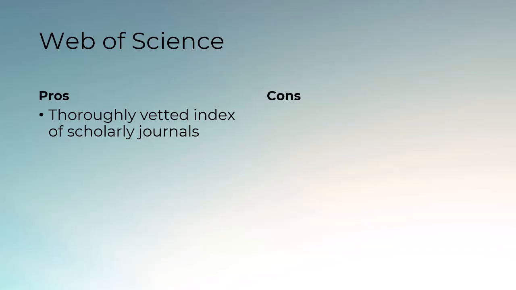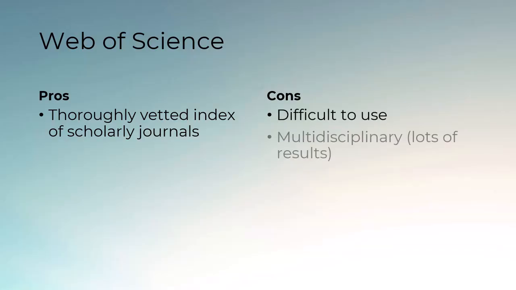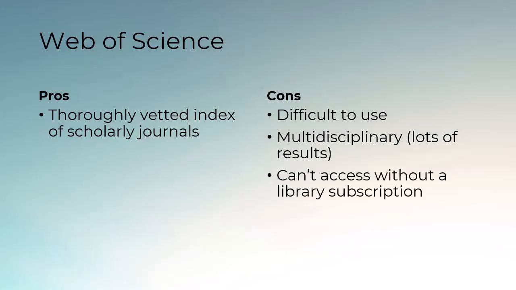The downside is that it can be difficult to use. It's multidisciplinary and kind of very specific in terms of the disciplines that it covers, so that can be challenging to navigate. And also it is a proprietary database, so they are able to vet all those journals because this tool is not freely accessible. You have to pay a subscription in order to access it. So if you are not affiliated with a university library, it's unlikely you would have access to Web of Science. So that's a con of Web of Science.